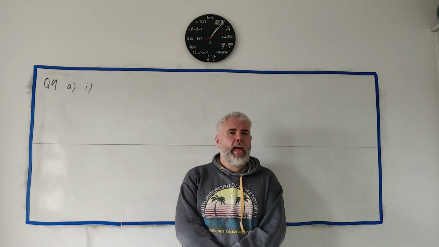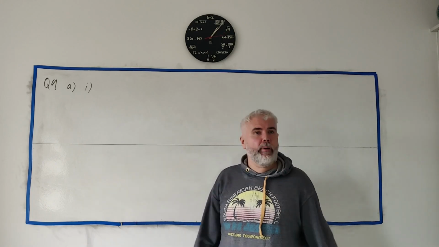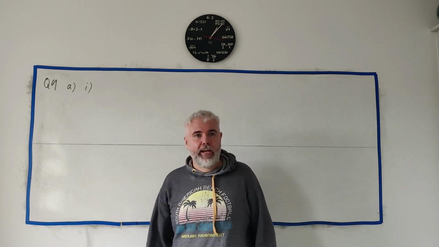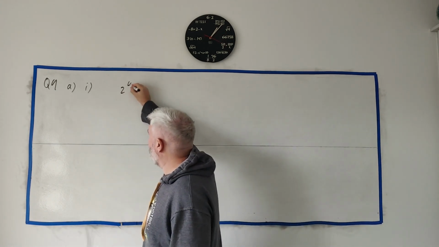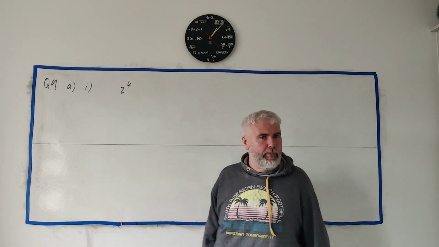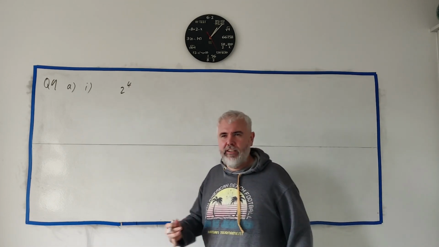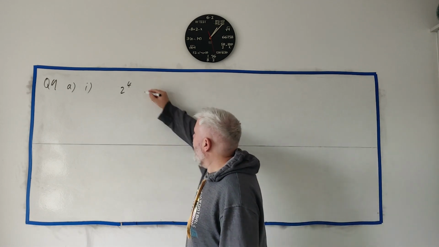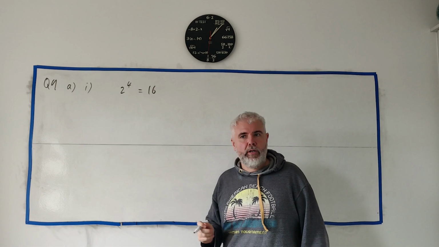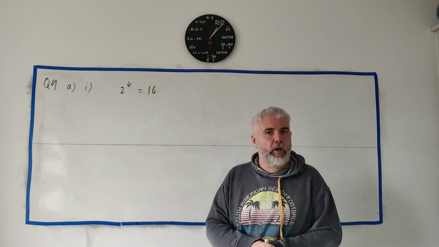Question 9 starts off by asking us to list the 5 different factors of 2 to the power of 4. You don't have to multiply out 2 to the power of 4, but let's do it just to help us think about it a little bit. This is equal to 16. So it's a small enough number that we can just go through every possible number.